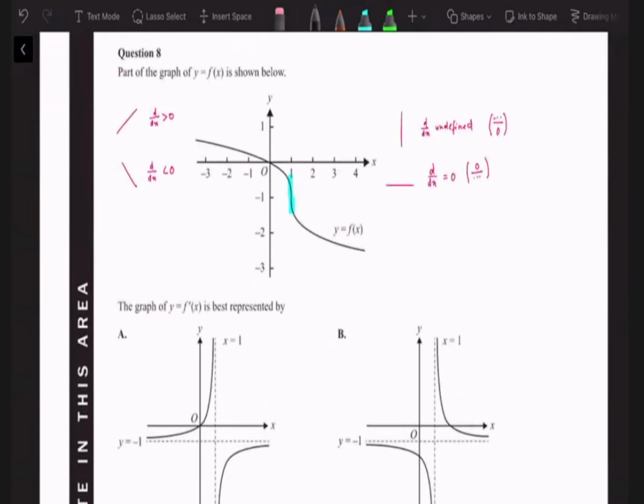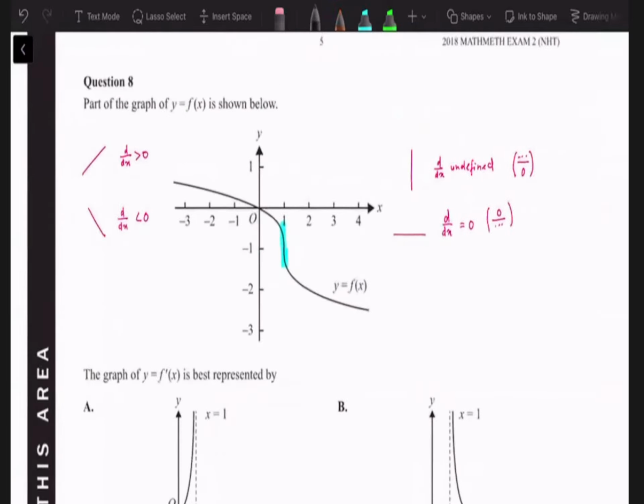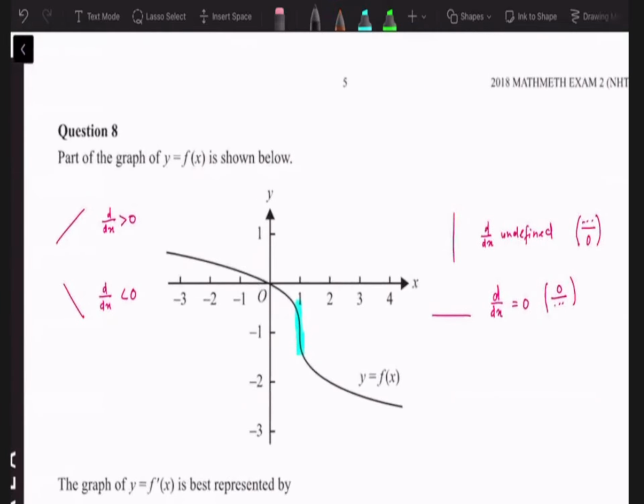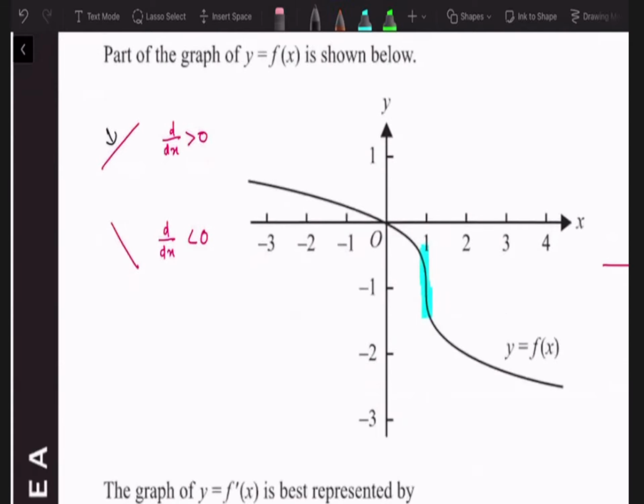So now we have a graph of f(x), and they're asking us to find what the derivative would look like. So things to note here are that when the graph looks like this, going from bottom left to top right, that means d/dx is positive. So the graph of f'(x) would have to be above the x-axis. Because y is f'(x), it would have to be greater than 0.